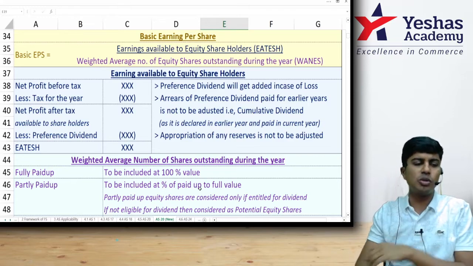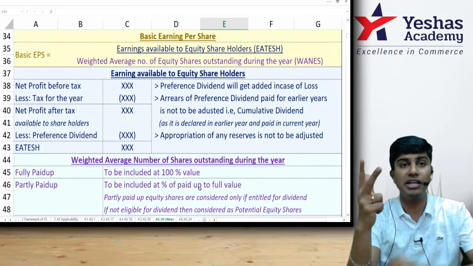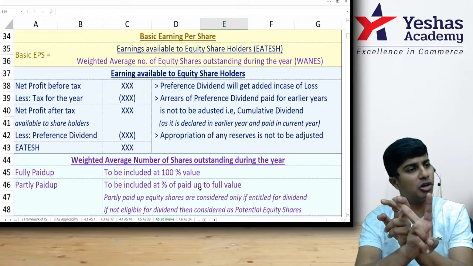Come on, let's go to basic EPS. Basic EPS is computed by dividing PATESH by WANES. PATESH is profit available to equity shareholders. In the denominator, I will take the weighted average number of equity shares.